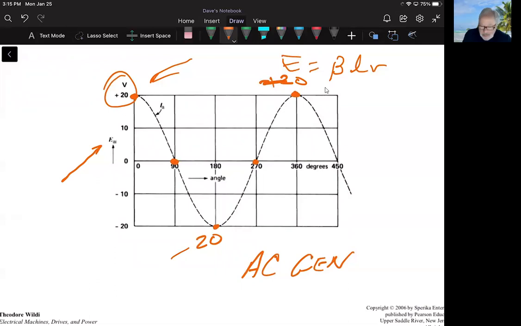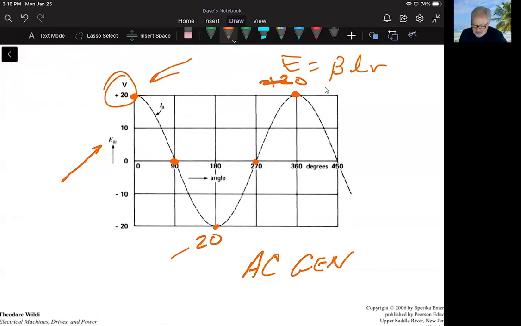Sometimes you'll hear it called a synchronous generator. We won't get into that right now. And this particular machine is called a single phase generator because, like he says in the book, it's just one phase of electricity. And so that's what we get from this.